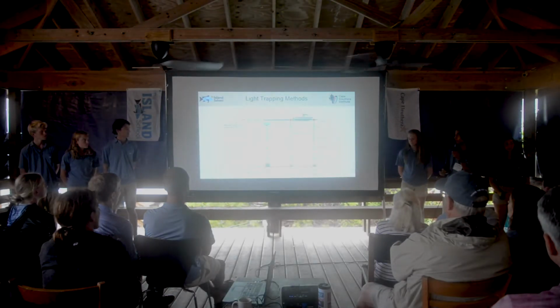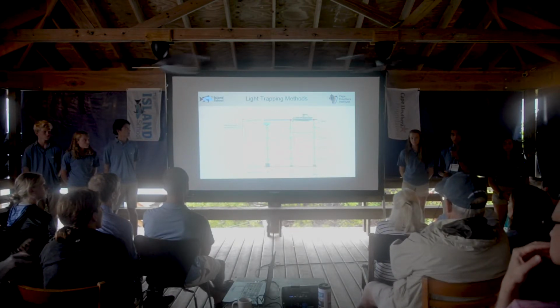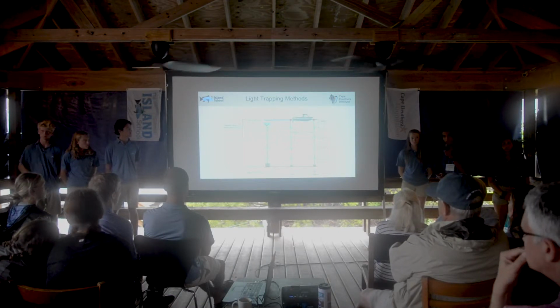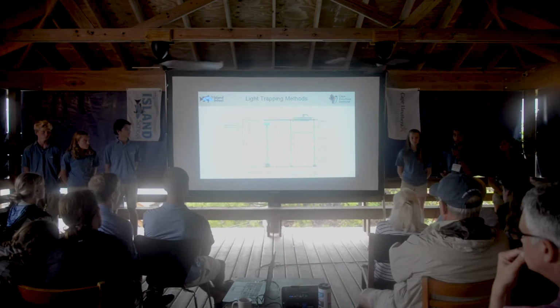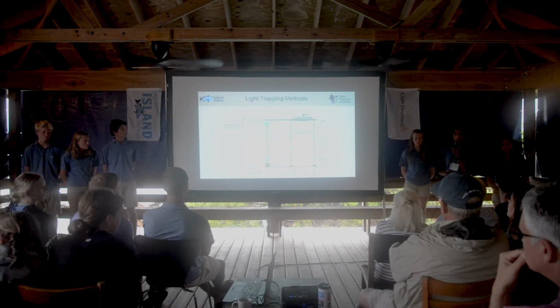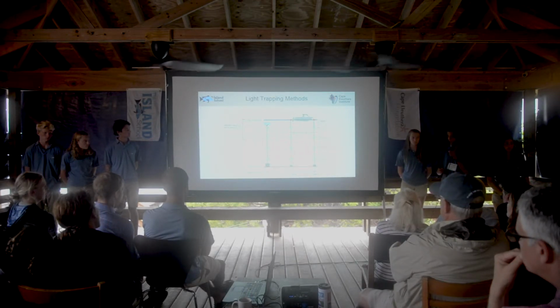And so here is where we place the light traps. We have 3 locations, one on the FAD, one 500 meters away from the FAD, and one 1,000 meters away from the FAD. And at each of these 3 locations, we set 4 light traps at 4 different depths: one at 10 meters, one at 200 meters, one at 400 meters, and one at 600 meters.